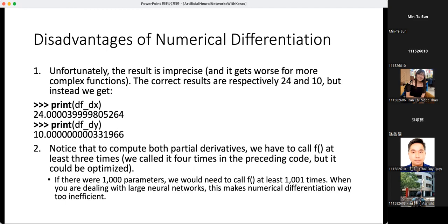But the issue with numerical differentiation is that it's not so accurate, right? It can only give you an approximation. The result is supposed to be 24 and 10, but as you can see, after the computation, it gives you these values. Well, it's close to 24 and 10, but it is not exactly the right value, right? So this is the first issue. And then the second issue is, look here.